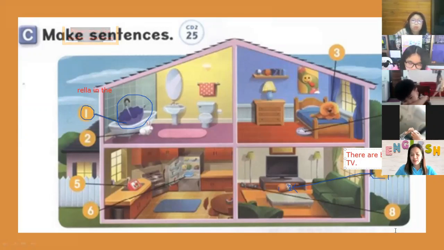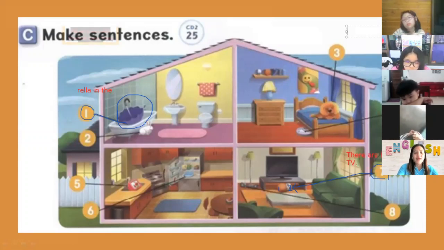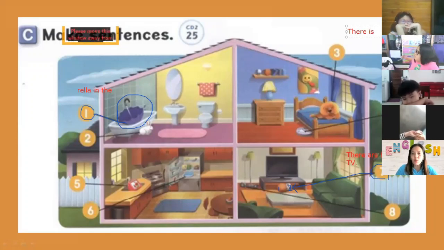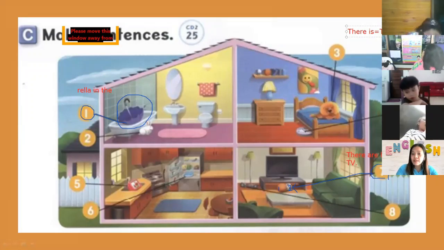Remember again, what is the short word for there is? There's. Okay, so maybe Teacher Patch is coming.